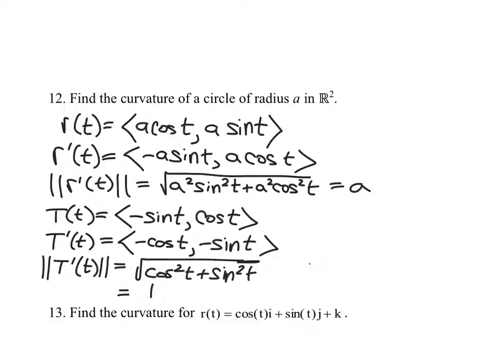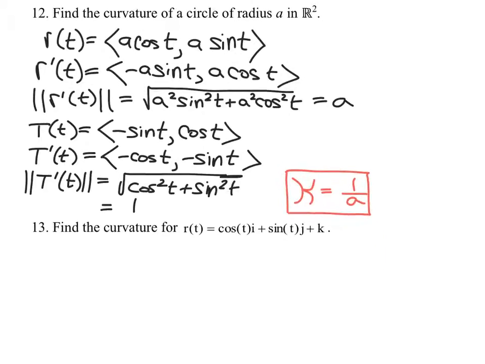All right, so kappa is the magnitude of the derivative of the unit tangent vector, which is 1, over the magnitude of the derivative of the vector valued function, which is a. And so we get the curvature of a circle with radius of a is equal to 1 over a. So whatever the radius is, flip it over and that's your curvature. All right. So not terrible.